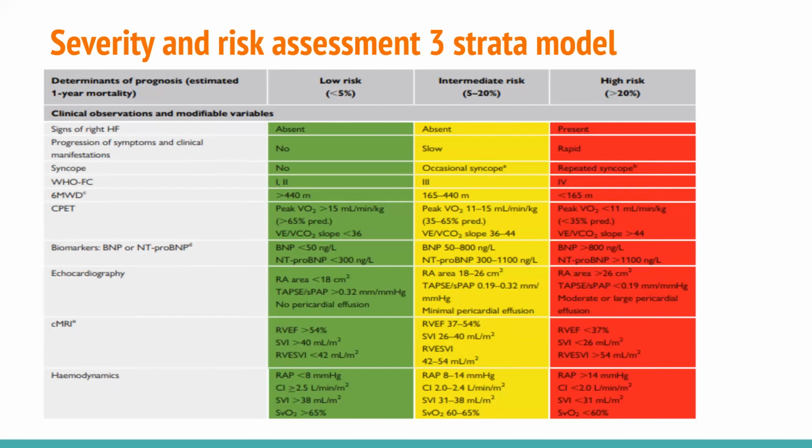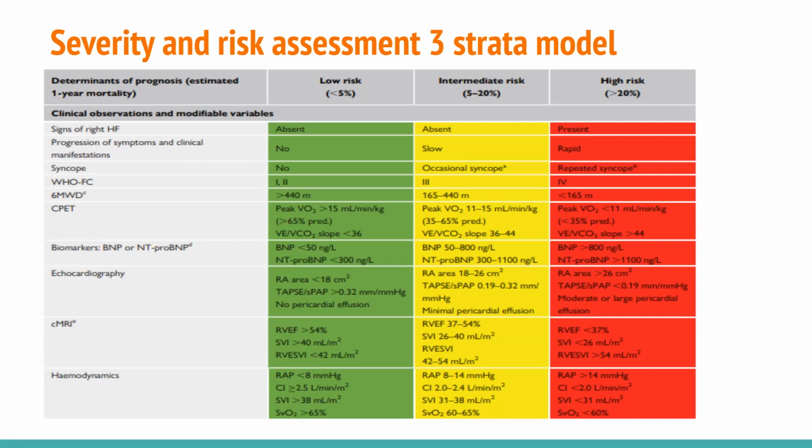Basically, we are taking into consideration the signs of right heart failure, progression of the symptoms from the last 6 months, whether there is any syncope, and the functional classification according to WHO FC, 6-minute walking distance, and biomarkers like BNP and NT-proBNP, echocardiographic parameters which include RA area, TAPSE and pericardial effusion, and CMR, where we include basically right ventricular ejection fraction.